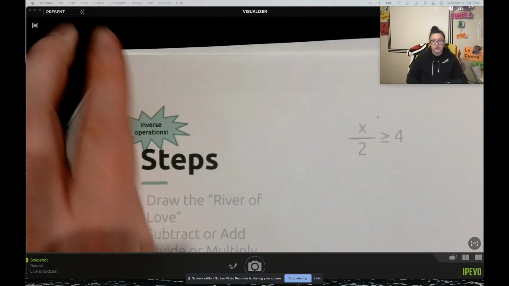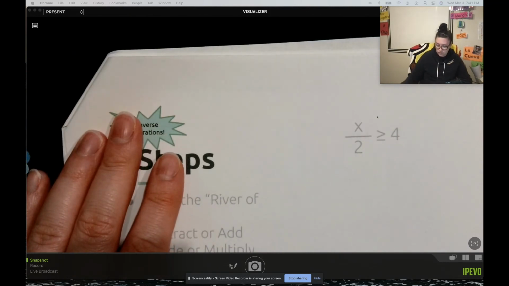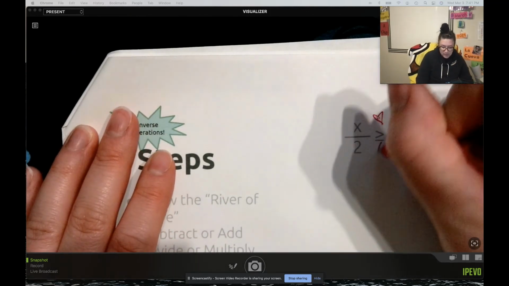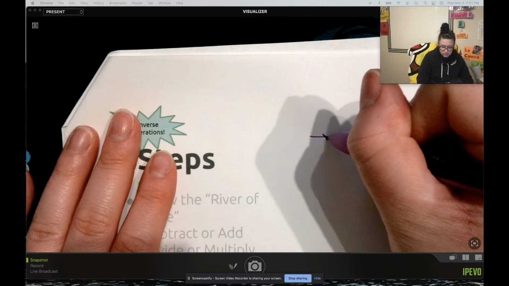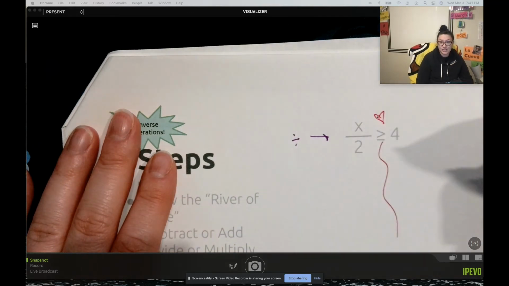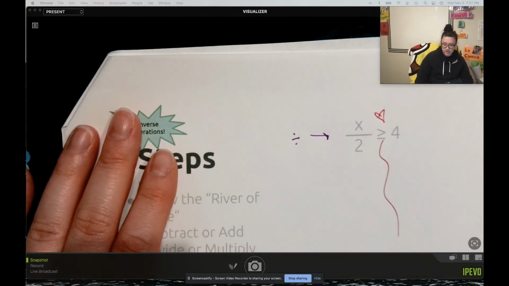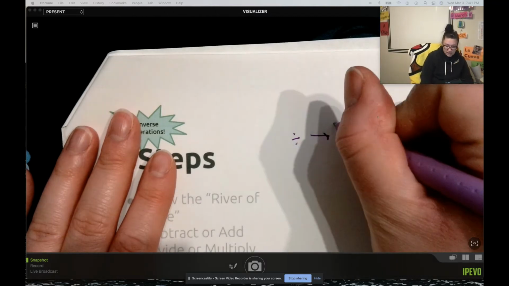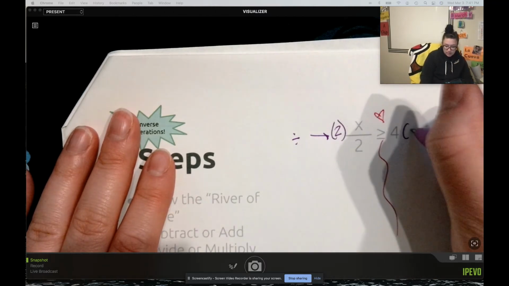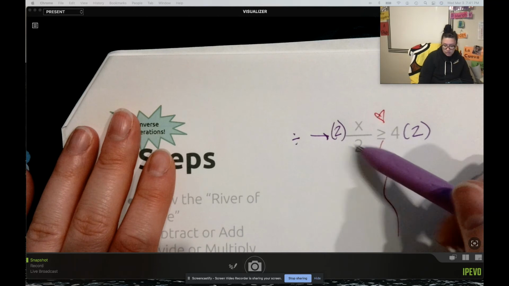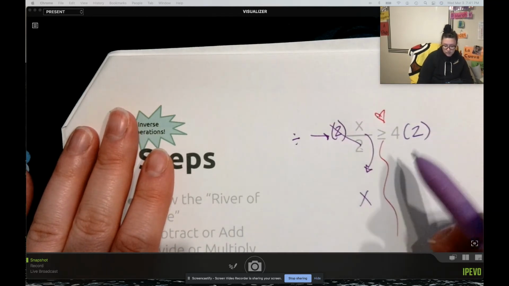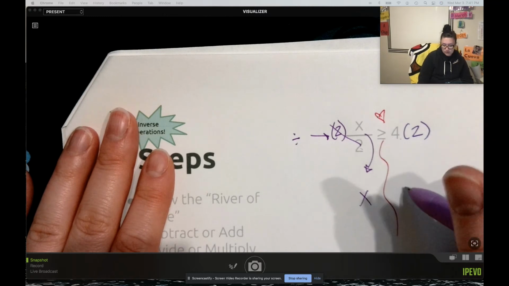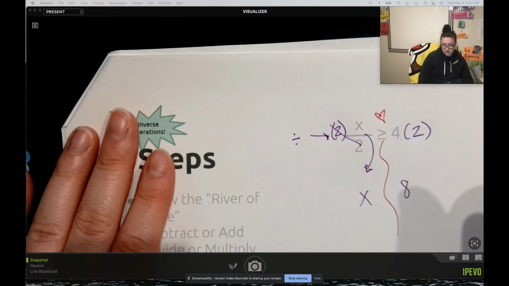This next one, draw a river of love. Uh-oh. What operation is it when they're on top and bottom? That's division. So what's the inverse? What's the opposite of division? Multiplication. So I'd multiply both sides times 2. Multiplying and dividing by 2 eliminate. I bring down my x. 4 times 2 is 8.